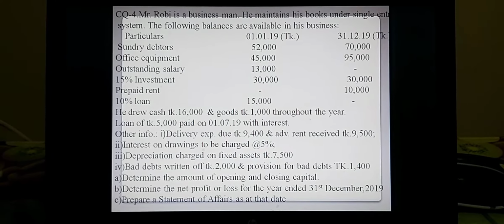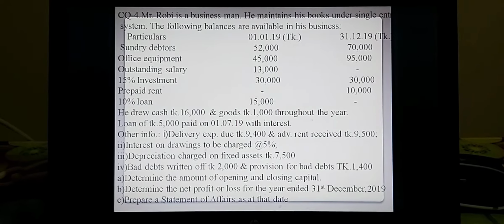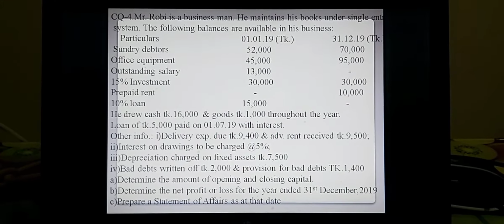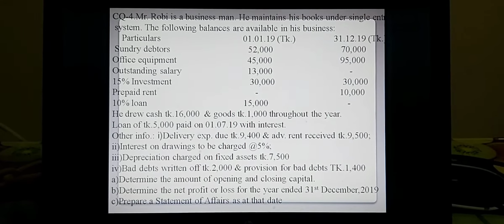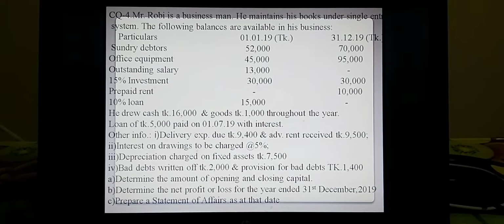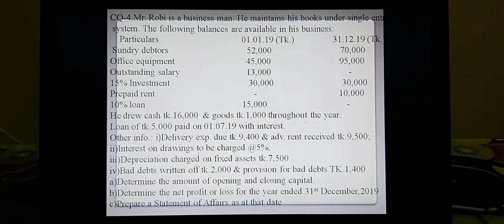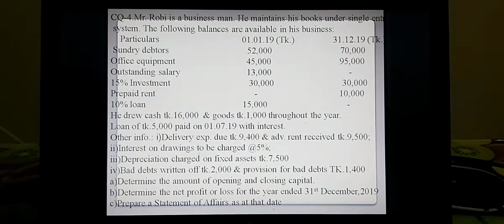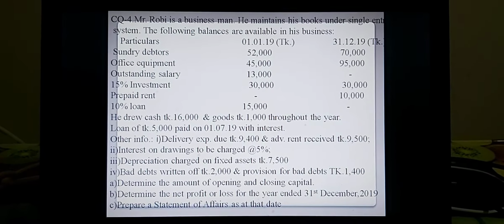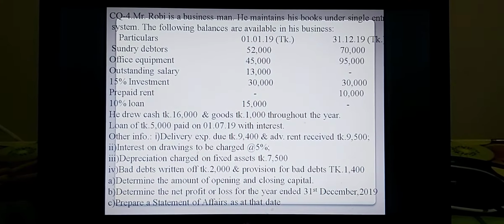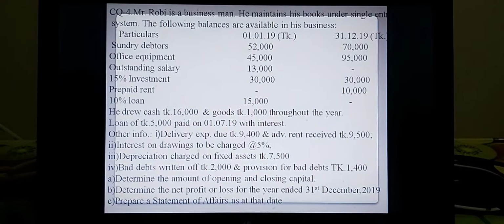Dear students, I repeat the question again. Mr. Ravi is a businessman. He maintains his books under single entry system. The following balances are available in his business. Particulars on 1st January 2019 and 31st December 2019. Sundry debtors opening 52,000, closing 70,000.